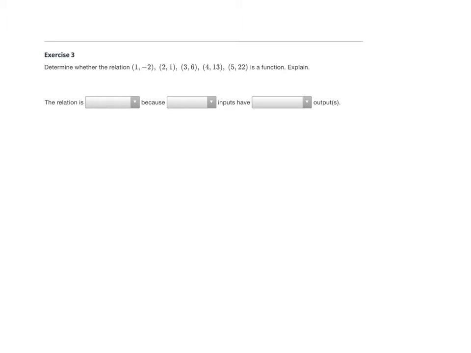Alright guys, let's go over G1 3.1, the solutions. The first thing is determine whether the relation is a function.